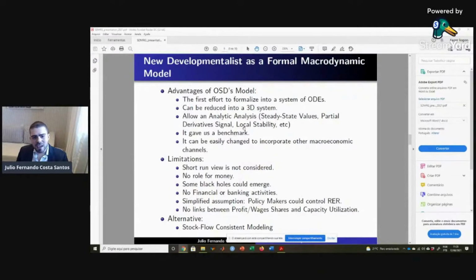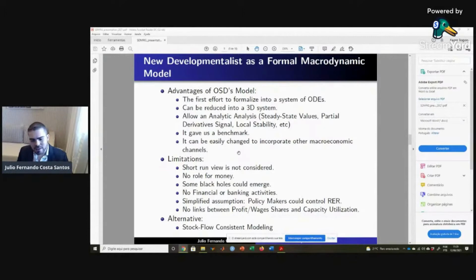More than that, it gave us a benchmark. So I think all other papers that try to model the way the new developmentalist approach works will need to be linked to this benchmark in some way, okay? And it can be easily changed to incorporate other macroeconomic channels. So I think this contribution made by Oreiro, Silva, and Dávila Fernandes is a big step in this school of thought.